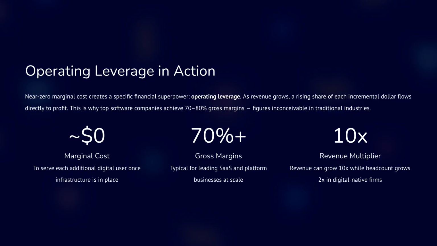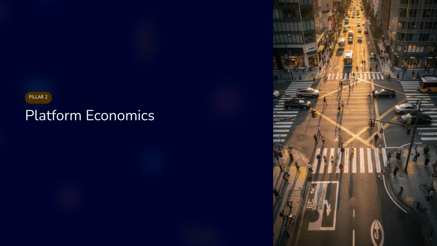Near-zero marginal cost creates a specific financial superpower, operating leverage. This results in high gross margins, typically 70% or more, and revenue multipliers, where revenue can grow 10 times faster than headcount.